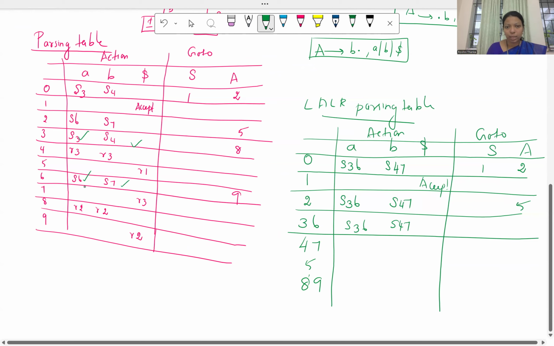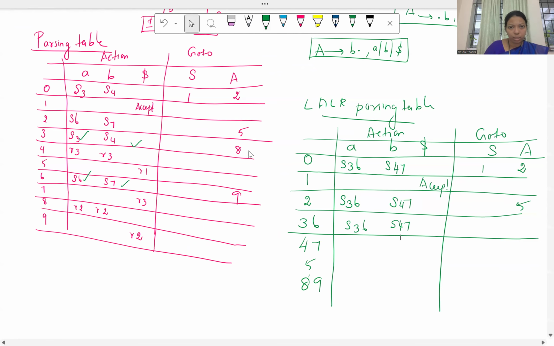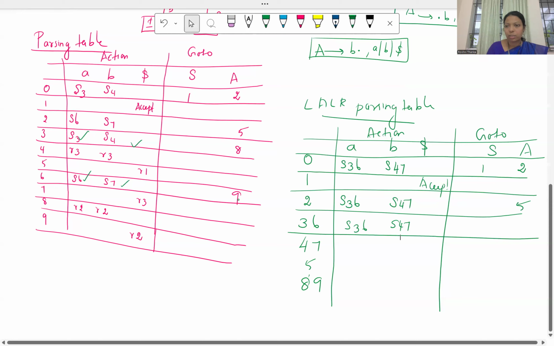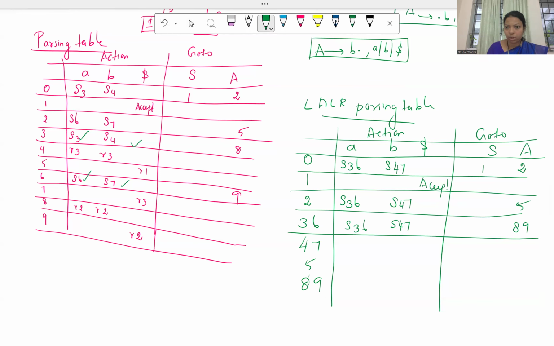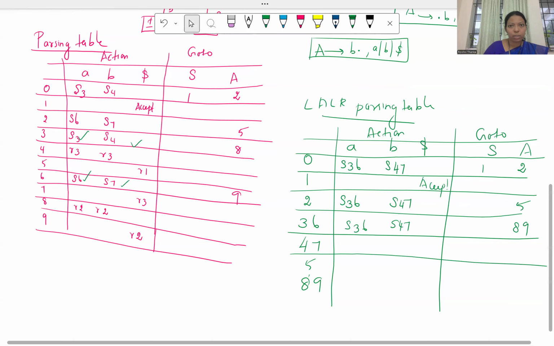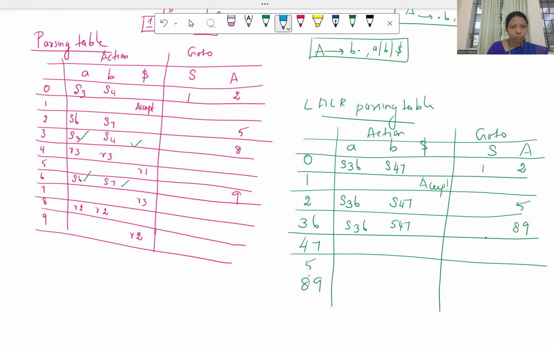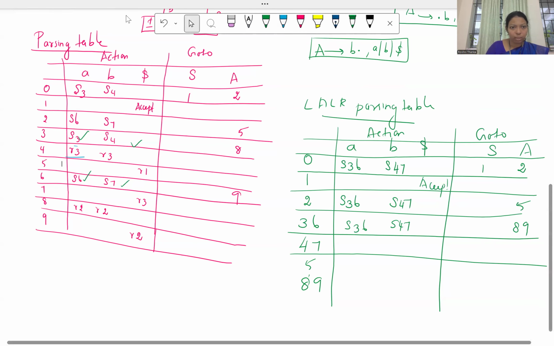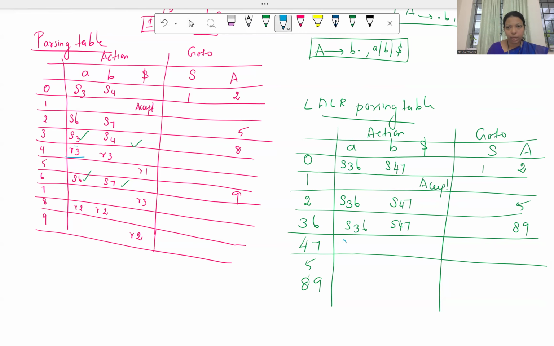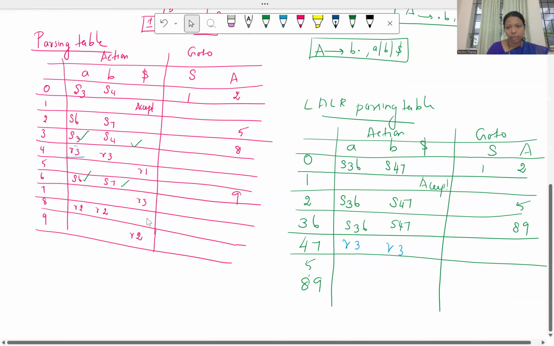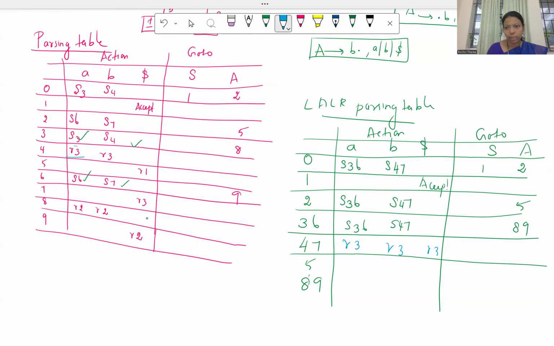And now here it is 9, and you can see here you have 8 and here you have 9. So 8 and 9 are already merged, and it's automatically coming the same way. Then look at 4 and 7. This is 4, this is 4, and this is 7. Here nothing is there, but here we have R3. So we write R3, R3, and in the 7th state you have another R3. So that is also written.